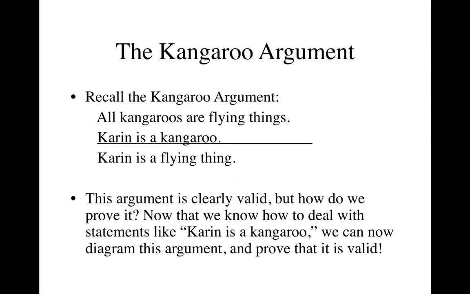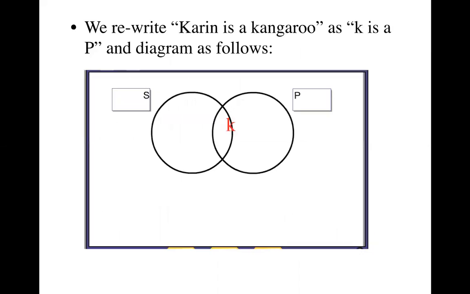Now that we know how to deal with statements like Karin is a kangaroo, we can diagram this argument and prove it is valid. So we will rewrite Karin is a kangaroo as K is a P and diagram it as follows. This is just to review what we discussed in the video on diagramming singular propositions. This is how we diagram Karin is a kangaroo when it's in isolation. Next, we need to look at how we'll diagram it as part of an argument.